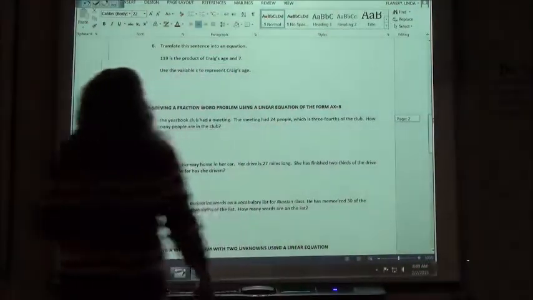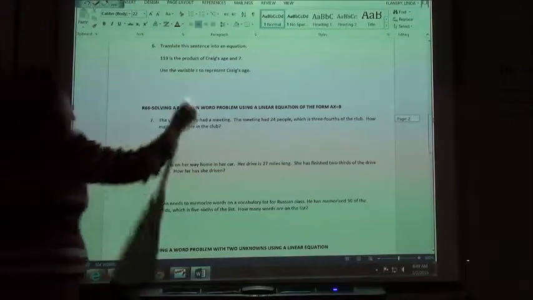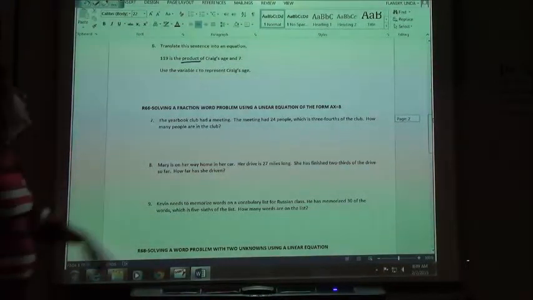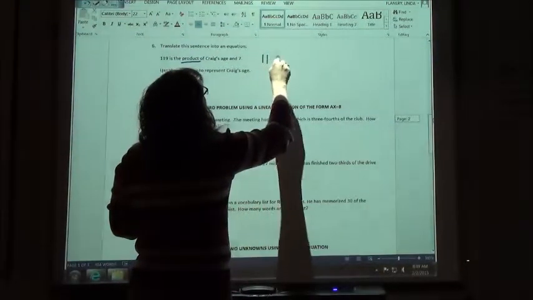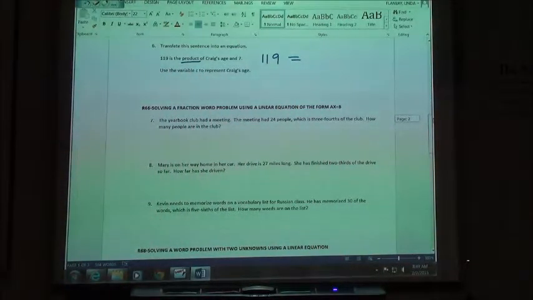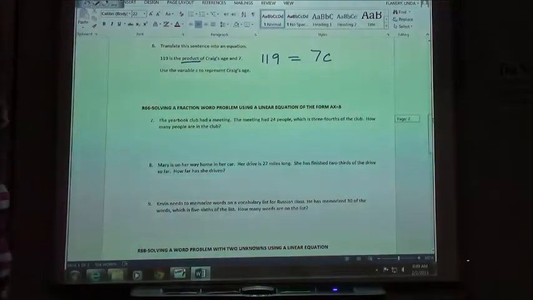Number 6 says we're going to do 119 is the product of Craig's age and 7. So product is multiplication. Product is multiplying. So 119, I'm just going to do it right in the order I read it, is 119 equals, and if I'm going to show the product of Craig's age and 7, then I'm going to write it as 7c, exactly. Since I'm multiplying, I'm just putting the number right in front of the variable.